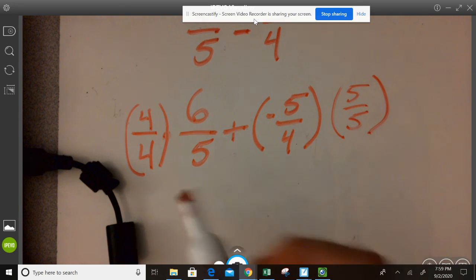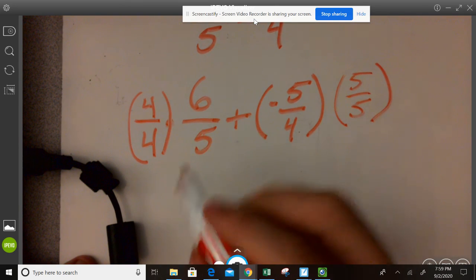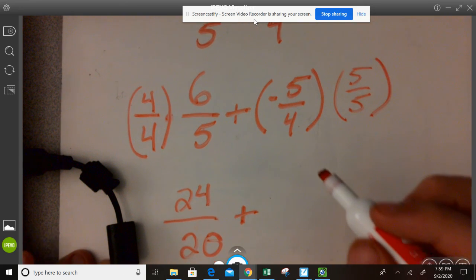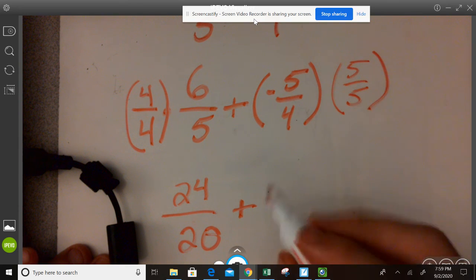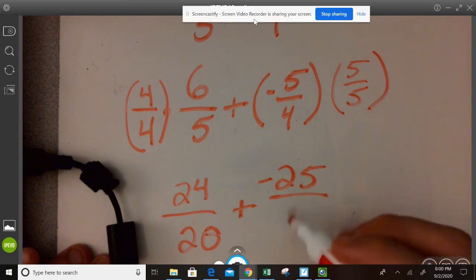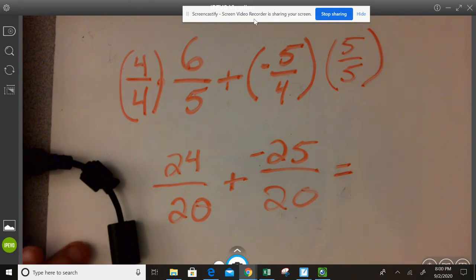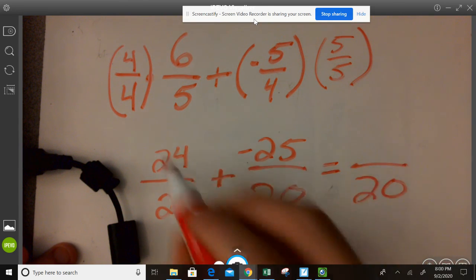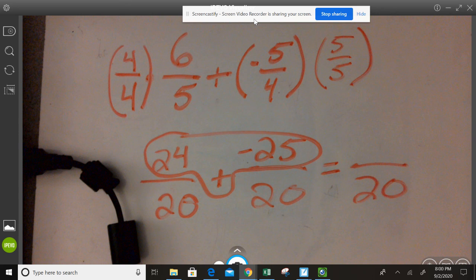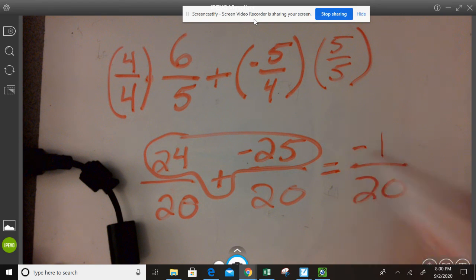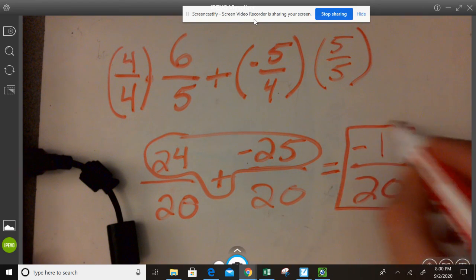All right, so I write it to the side. I usually put in parentheses. 4 times 6 is 24. 5 times 4 is 20. Keep the plus. And then negative 5 times 5 is negative 25. 4 times 5 is 20. And we're good to go. We have a common denominator of 20. And then just add 24 plus negative 25, opposite signs. So you're going to subtract. 25 minus 24 is 1. And the bigger number is the 25. So negative 25, so negative 1 over 20.